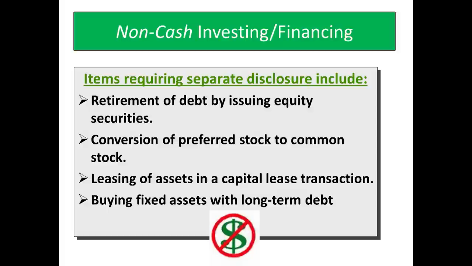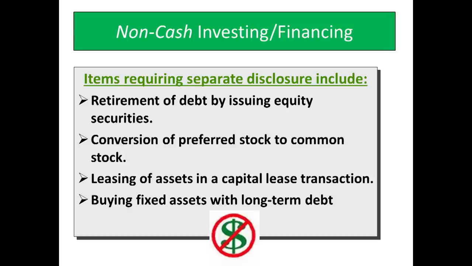let's say we owed a bank $100,000 in debt. And we talked to the bank and we agreed they would forgive our debt if we gave them 35,000 shares of our stock. Well, that is a significant transaction that just occurred, but note, there was no cash that changed hands, was there? Another example, looking at the slide, is conversion of preferred stock to common stock.